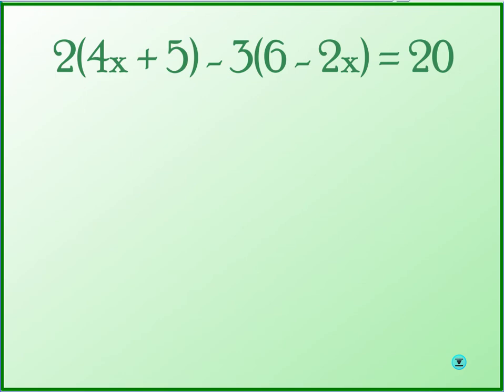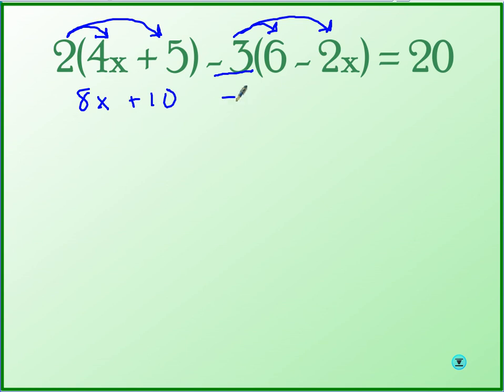What happens when I have more than one set of parentheses? I simply do twice the amount of distribution. Every time I see a set of parentheses, I'm going to do distribution. So I'm going to multiply the first set of parentheses by 2, the second set of parentheses by negative 3. When I do that, I'm going to get 8x plus 10 minus 18. Negative times a negative is a positive 6x. And all of that equals 20.